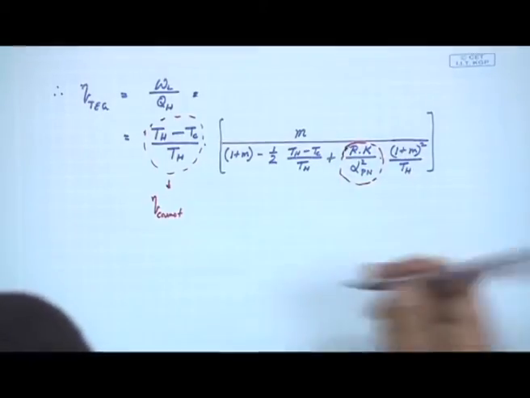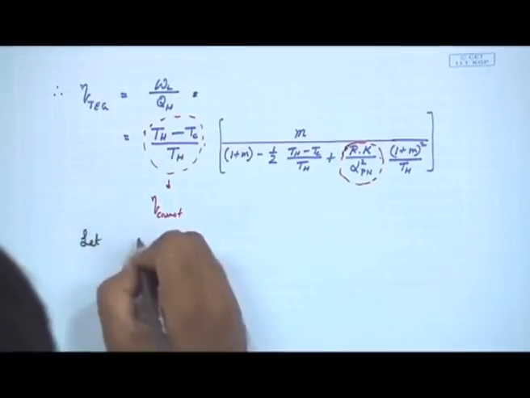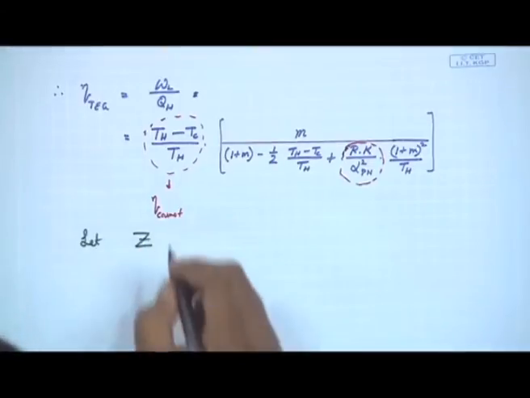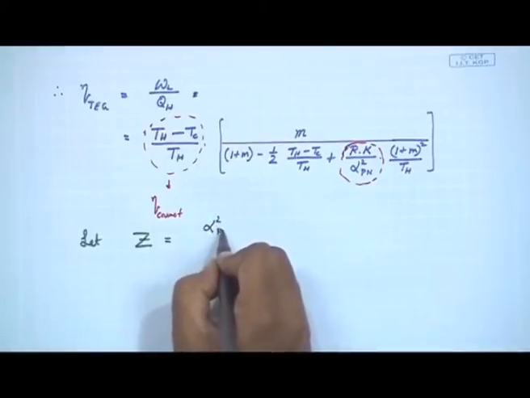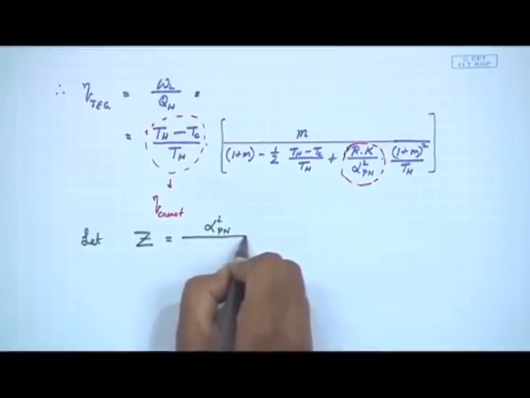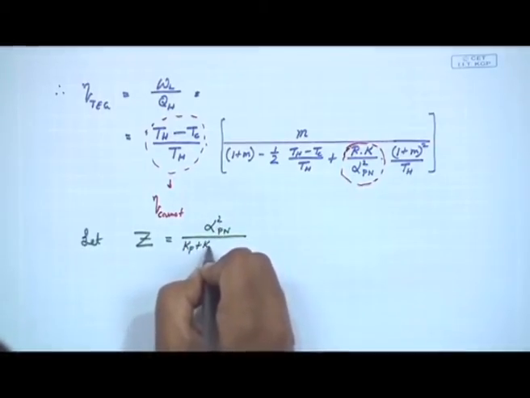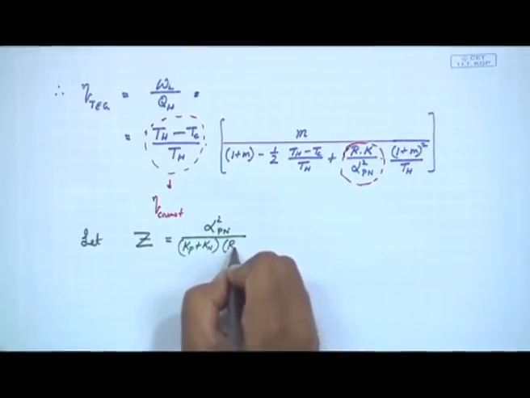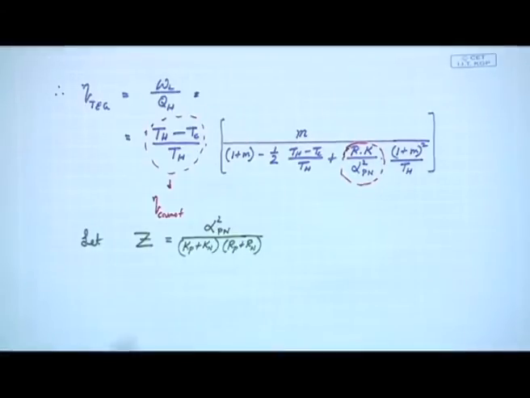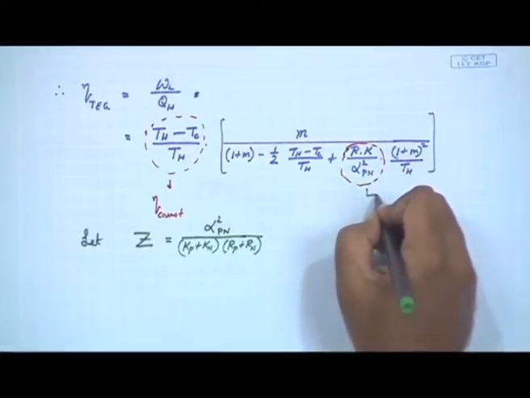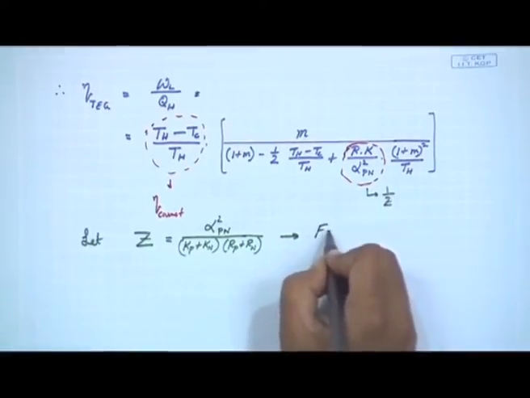I am going to define this by a term z. So, z is actually alpha squared Pn, divided by (Kp plus Kn) times (Rp plus Rn). So, this is 1 over z actually. This is a very, very important figure of merit.